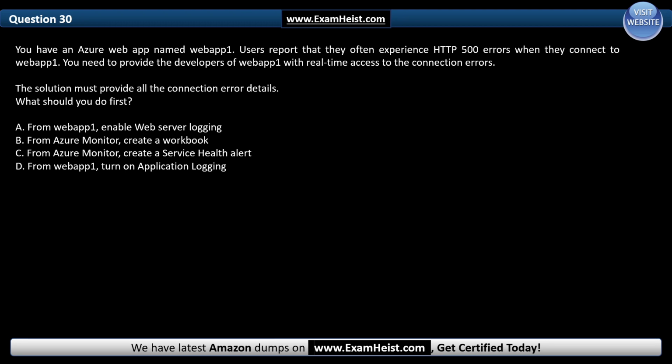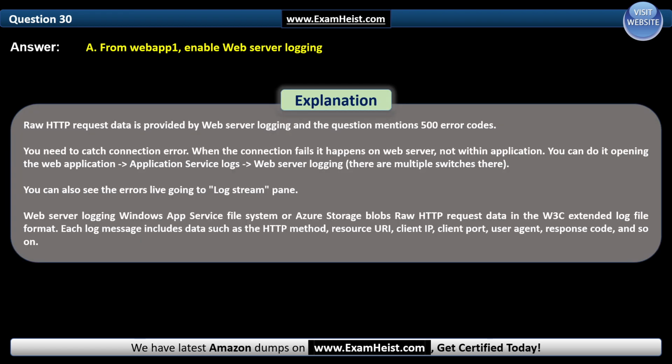The correct option is A. From Web App 1, enable web server logging. Raw HTTP request data is provided by web server logging and the question mentions 500 error codes. You need to catch connection error. When the connection fails, it happens on web server, not within application. You can do it opening the web application, then application service logs, then web server logging. You can also see the errors live going to log stream pane.